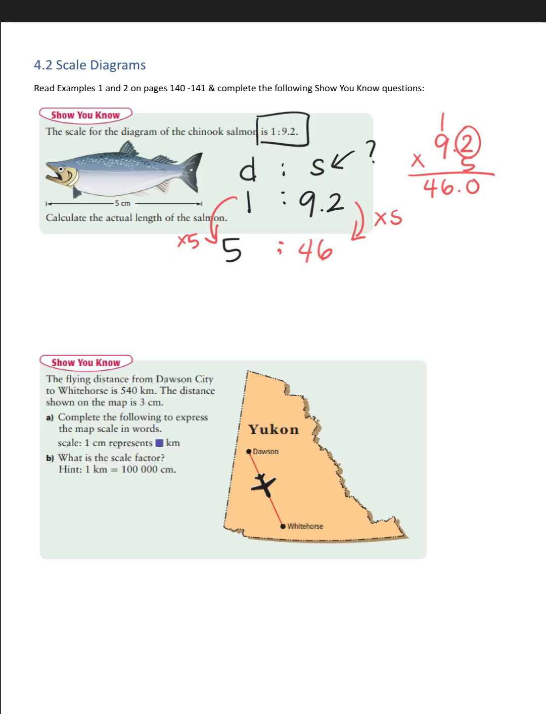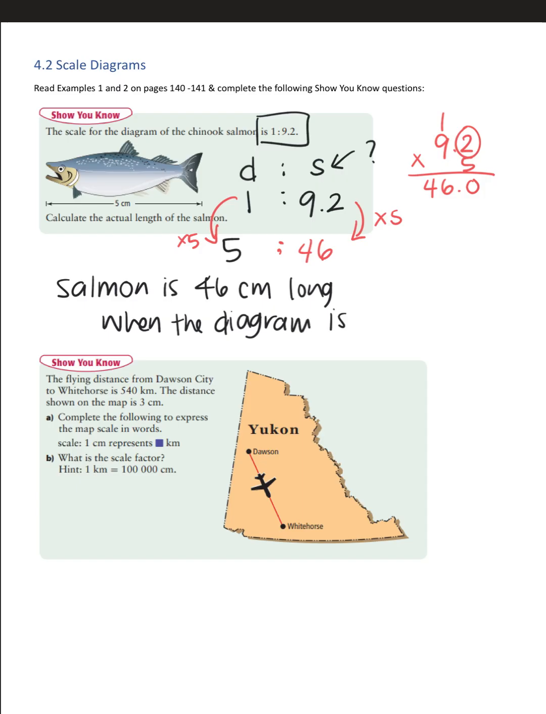Lastly, especially in questions at the grade 9 level, we want to recognize the salmon is 46 centimeters, making sure to include units when they're provided in the question. Long when the diagram is 5 centimeters long. And just making an intentional pause to check in and connect to the information we've been given and check that you've actually answered the question as asked. Calculate the length of the salmon. The salmon is 46 centimeters long.